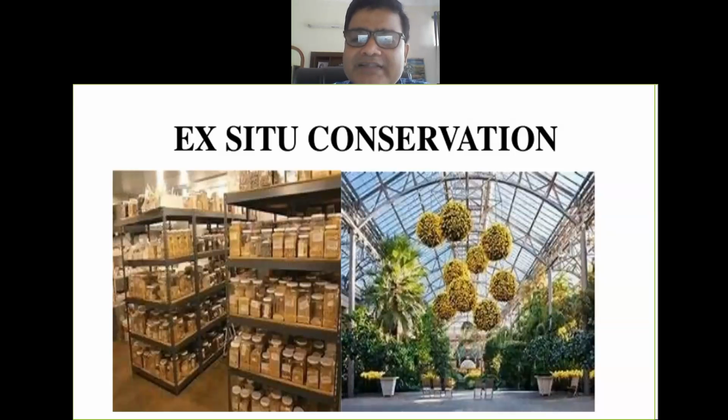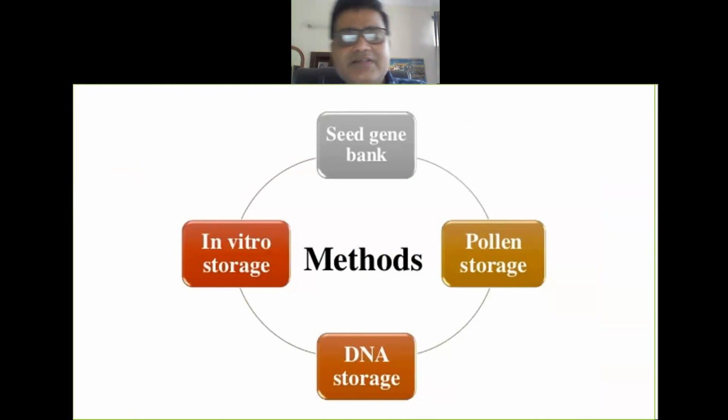We are going to maintain the material at very low temperature. So that is the advantage of ex situ conservation. In this slide you will find the seed gene bank. We maintain different varieties of seed at cold storage. Pollen storage: we preserve the pollen grains of different rare varieties of plants to enhance the longevity of that pollen, to produce new varieties. We maintain that pollen at minus 196 degrees Celsius, along with the cryoprotectant glycerol or dimethyl sulfoxide. Next, DNA storage.